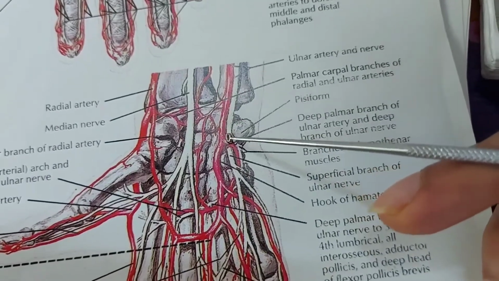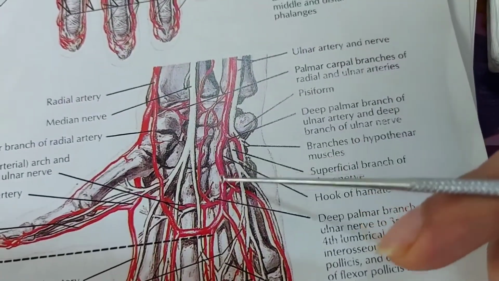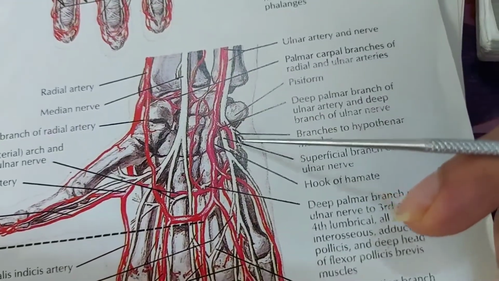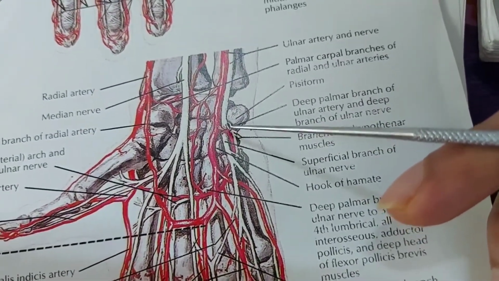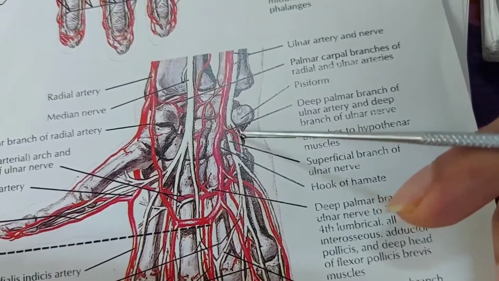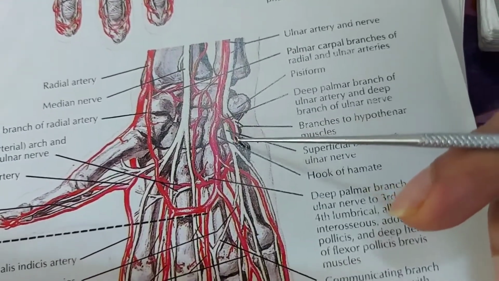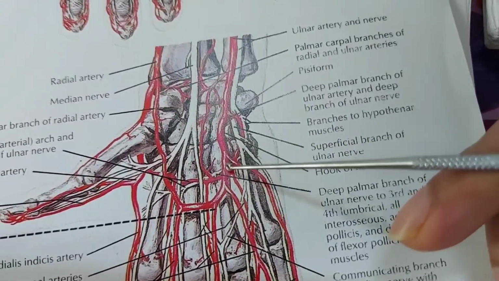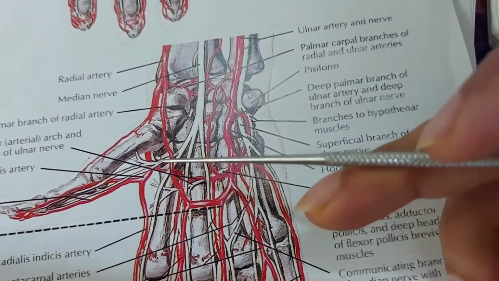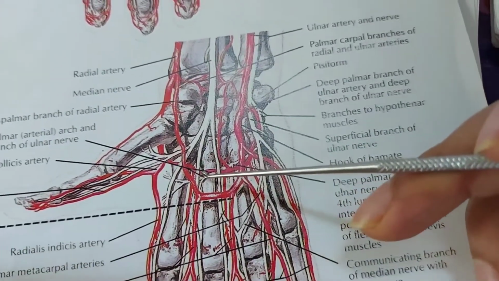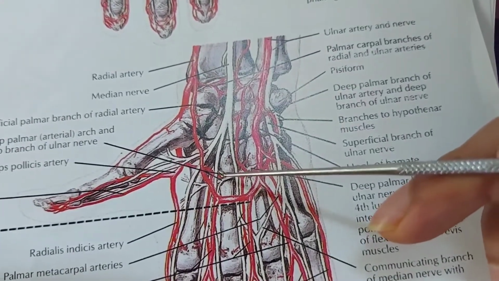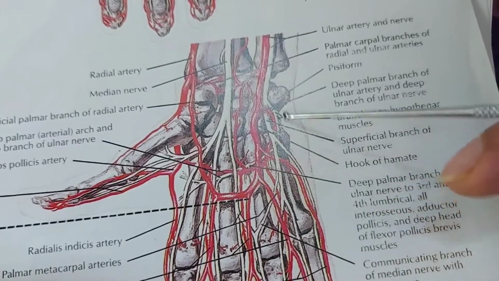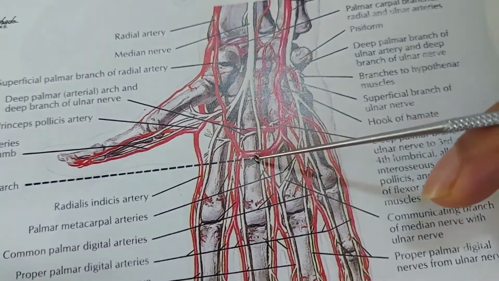And there is another branch before forming the superficial palmar arch: the deep palmar branch of the ulnar artery. This deep palmar branch of the ulnar artery unites with the deep palmar arch of the radial artery. So it forms the deep palmar arch. This is the deep palmar arch, and this is the superficial palmar arch.